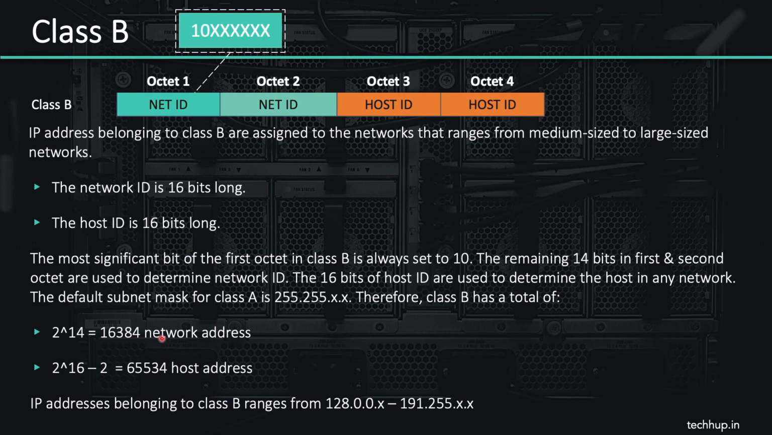Now, on the host addresses, you are going to raise 2 to the power of the number of bits for host addressing, and that is spanning 2 octets. So that is 2 to the 16. And then you are going to subtract 2 because, as explained, 2 of your starting and ending IP addresses are reserved. So the typical range looks like this for a class B address.